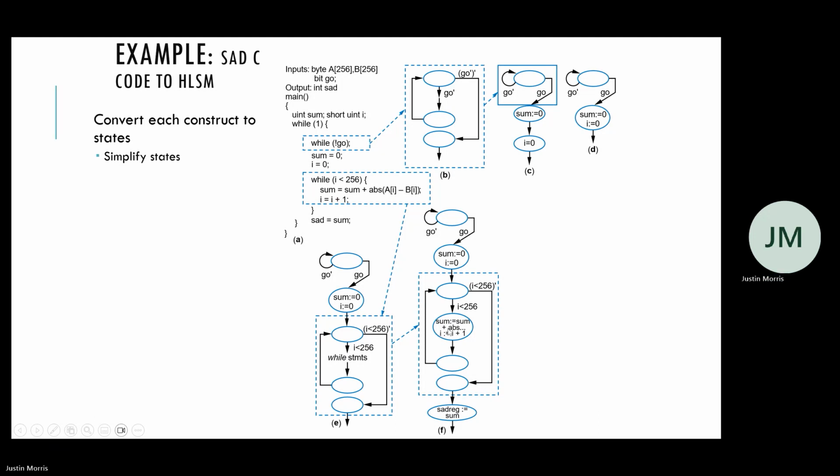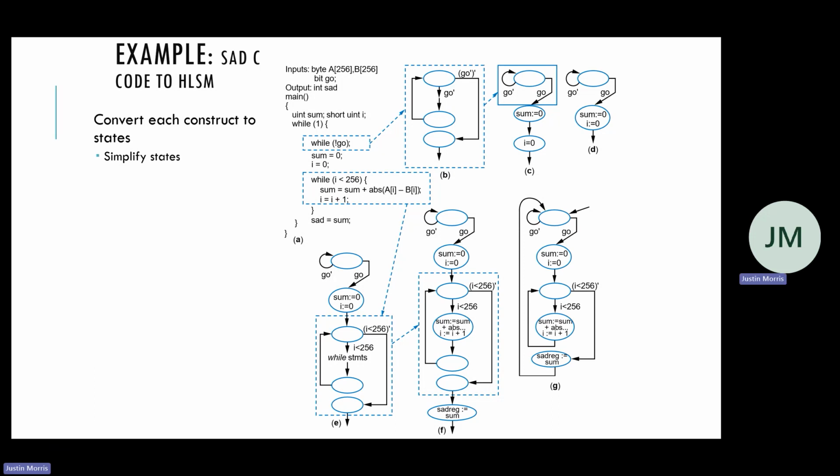So normally, if I was just doing this, like we did the initial I statements here, I would have one state that is sum plus absolute value, and another state I is I plus one. But we just skip that step and we combine them in one step. Because there's no dependence between these two, right? So we just combine them into this one state. And then for the end, SAD is assigned to sum as the last bit.